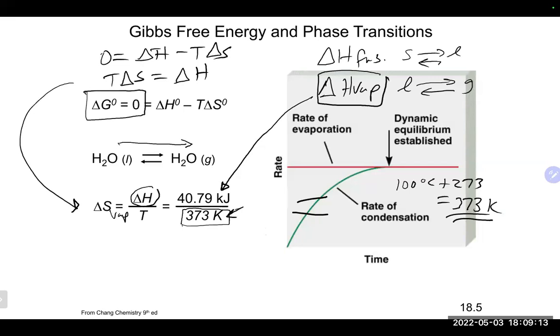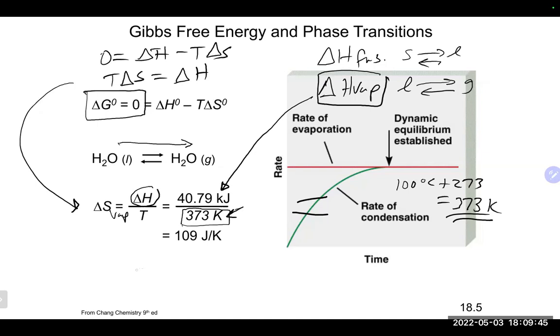And if we solve for this, we get 109 joules per Kelvin here as our delta S of vaporization. That does make sense if we think about it. We're going from liquid to gas. Is the entropy increasing or decreasing in that case? It should be increasing, right? And with entropy, a positive value shows that it is increasing, and that's what we got here.